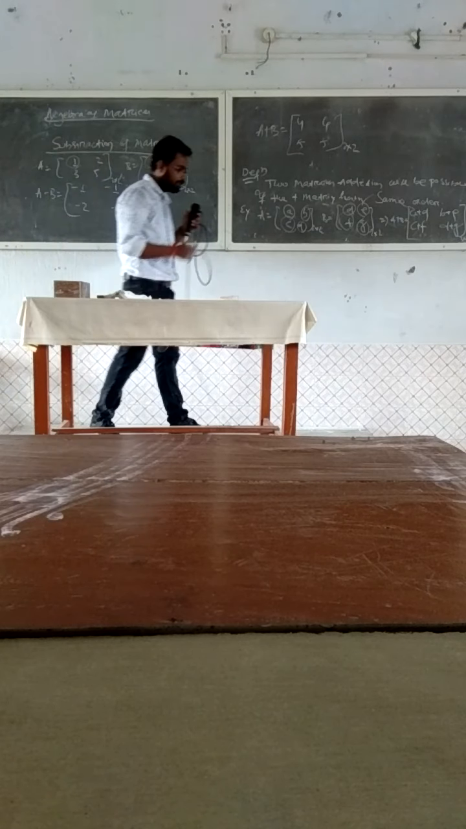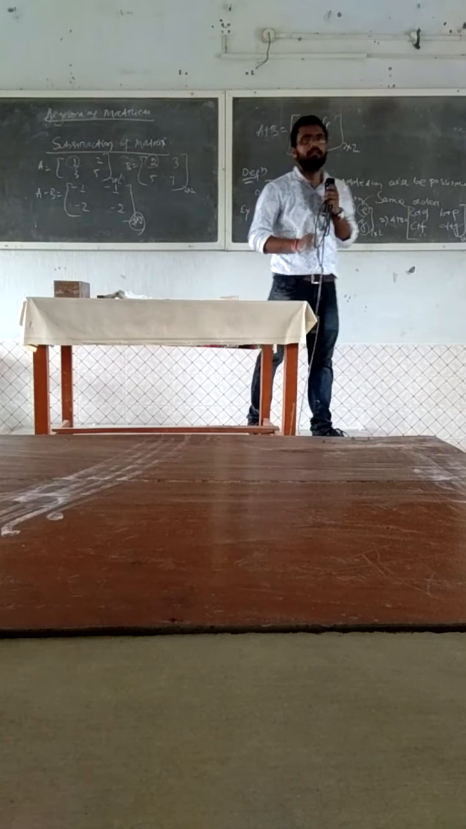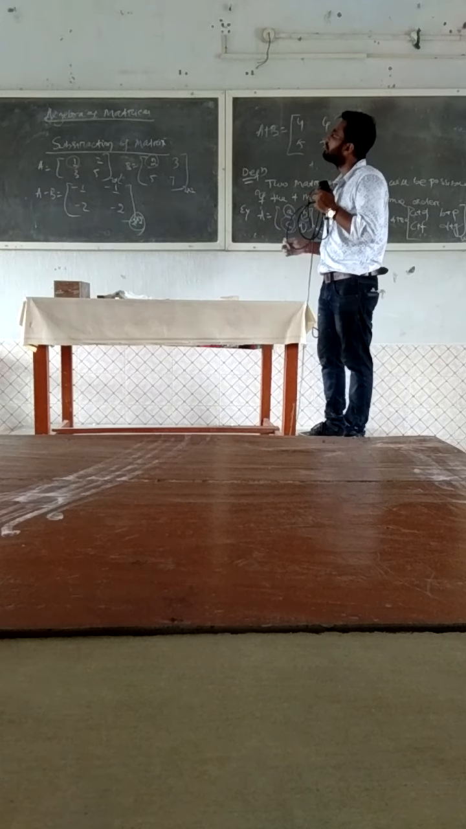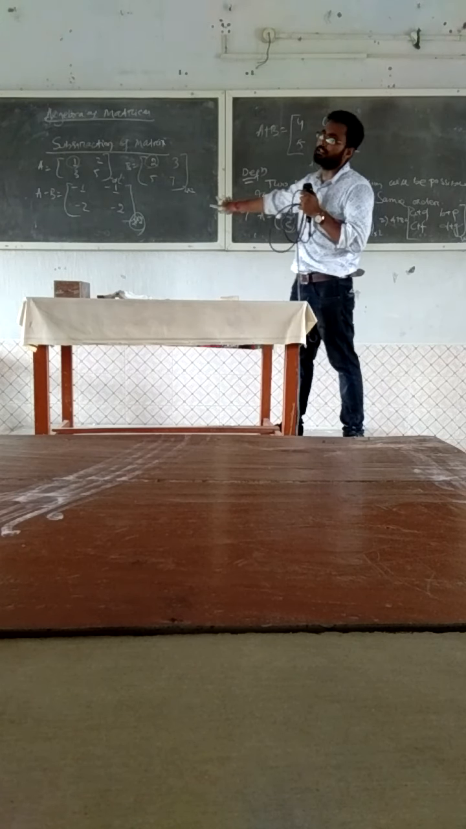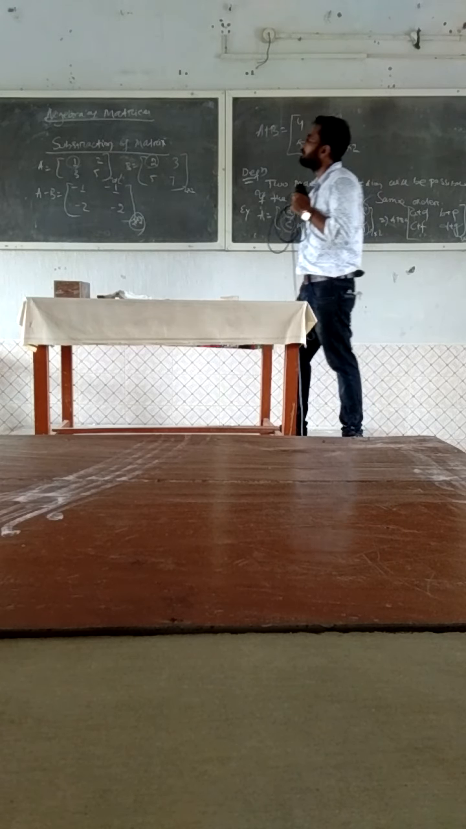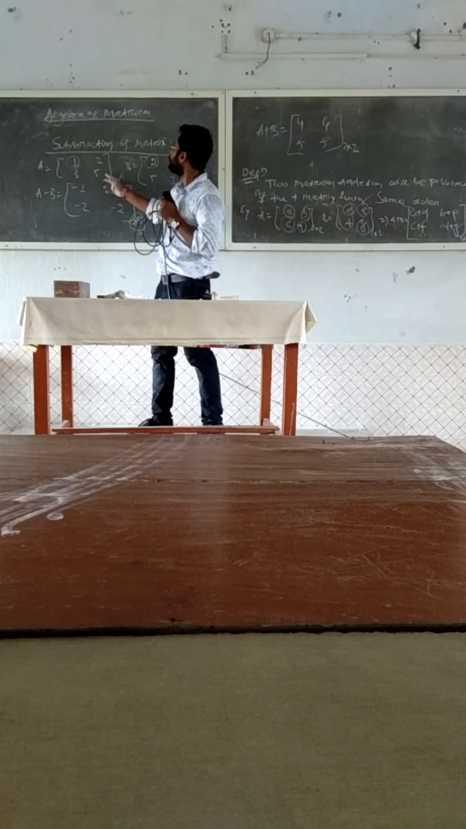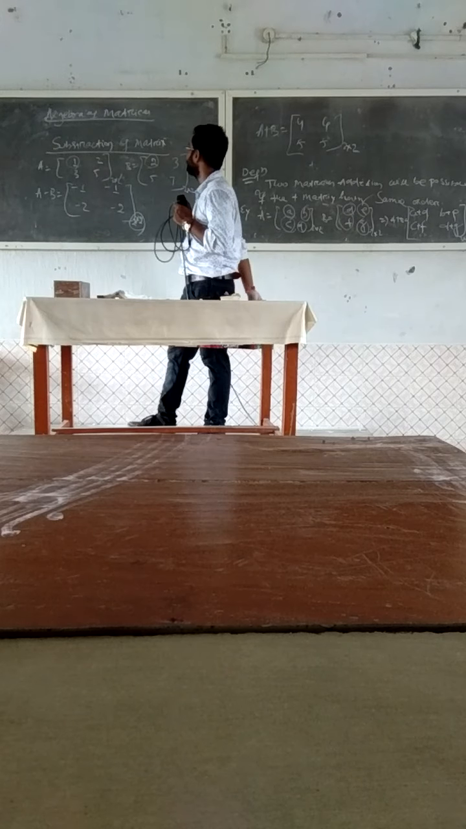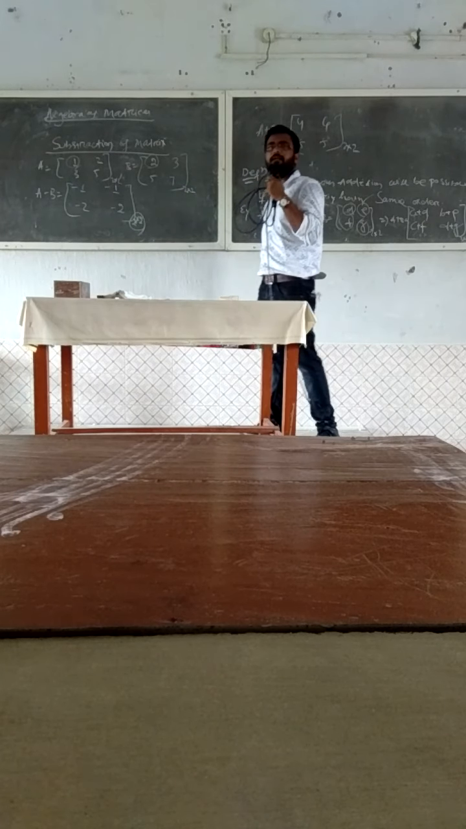Now, this is the difference of addition and subtraction of two matrices. It is possible if the orders are the same. A matrix order must be equal to B matrix order.